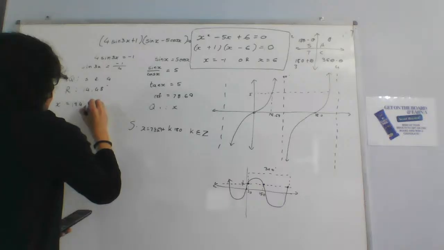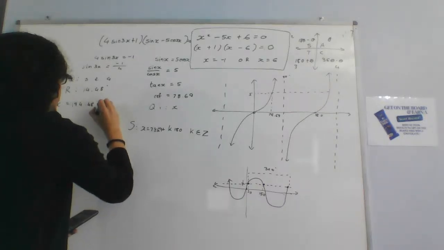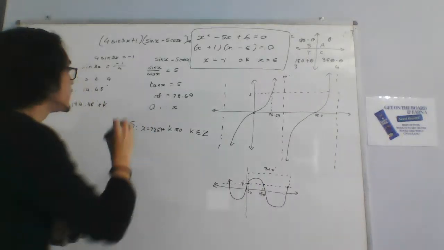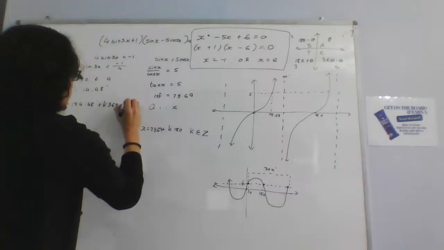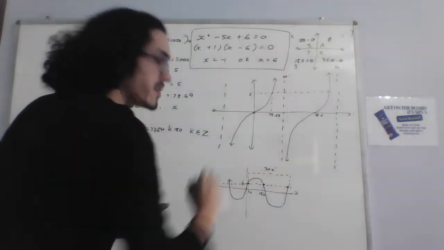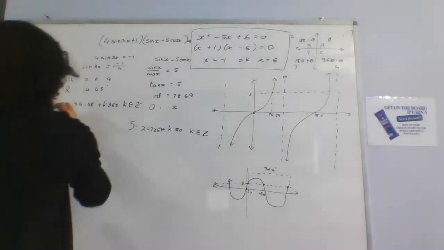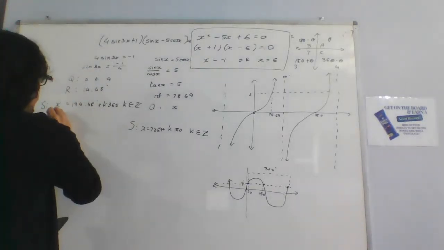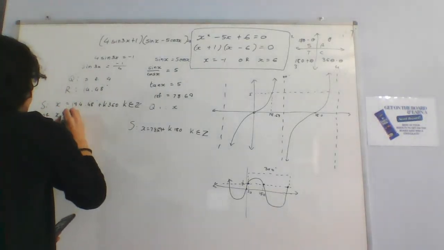That is my quadrant 3 solution plus k, not 180 this time, 360, qualifying it as an integer only because again you have to go full period across to get to the next solution. And then, you know, we would say or, not and, right? Just like in grade 9 and 10.